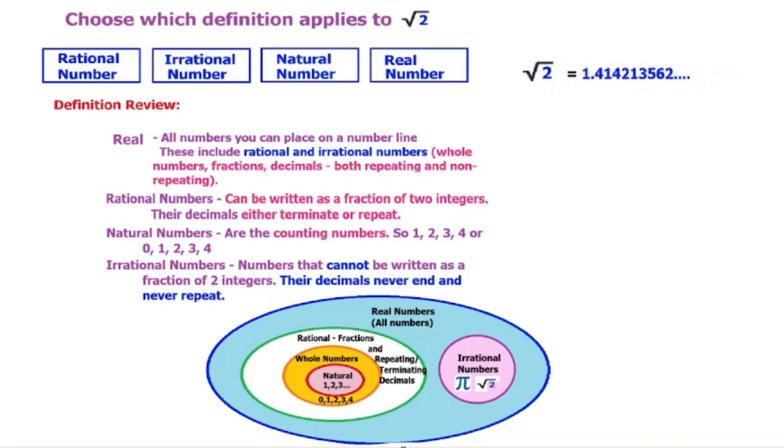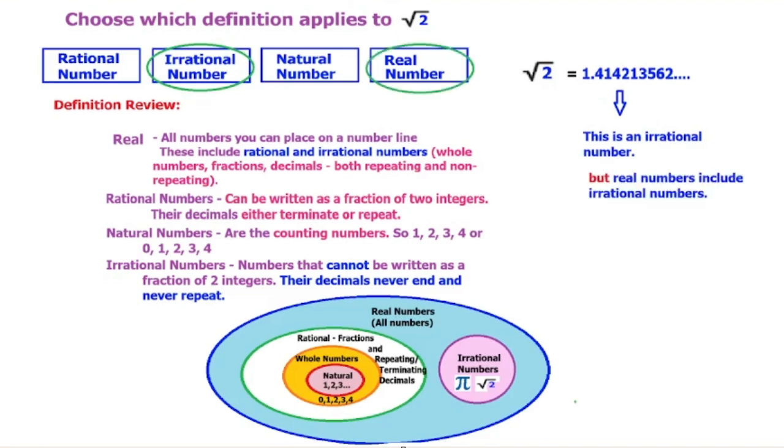It never ends. For example, if this was square root of 16, square root of 16 is 4. Well, that's not a decimal that goes on forever, so it's not considered irrational, but this one is. So this is an irrational number. But real numbers include irrational numbers, so this is also a real number. It's a real irrational number.